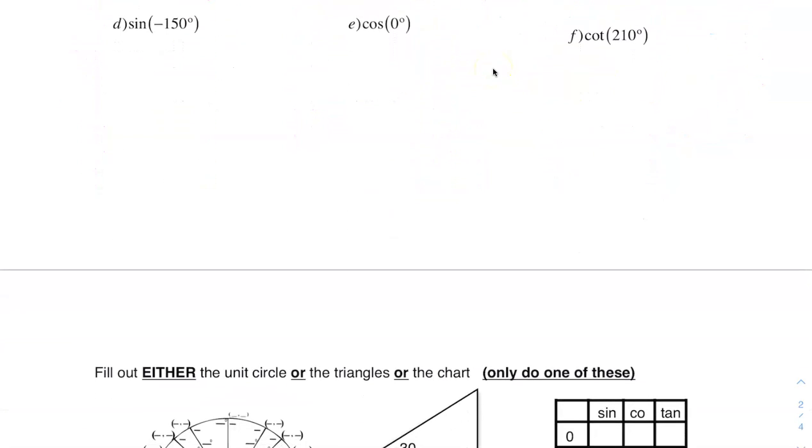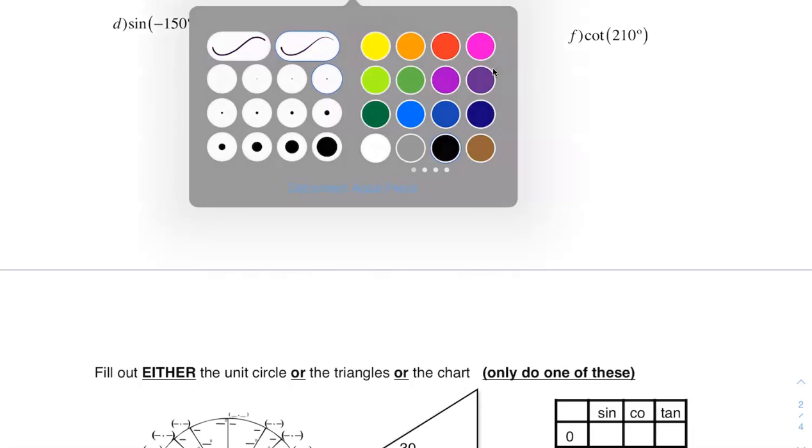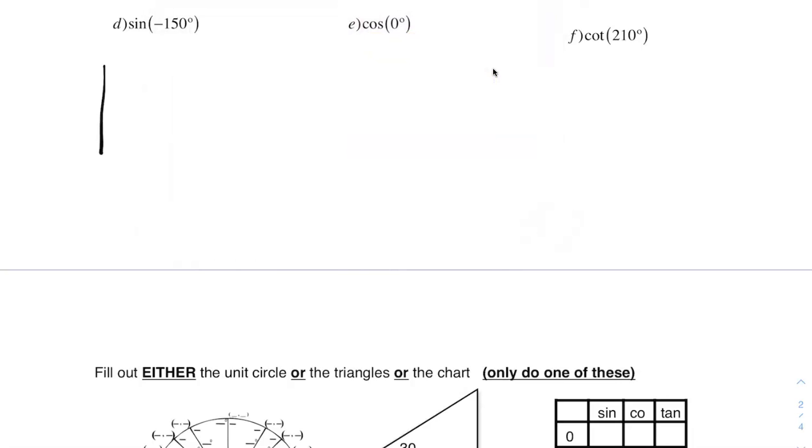The next one, sine of negative 150. Some negatives. So remember the way negative works? You go down instead of up. So we're going to go clockwise instead of counterclockwise. So that's 0. That makes this negative 90. Makes this negative 180. So negative 150 is between those two.